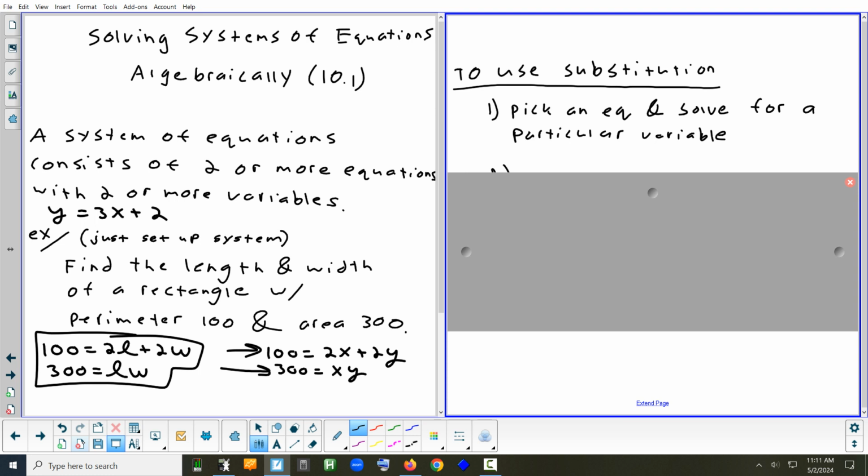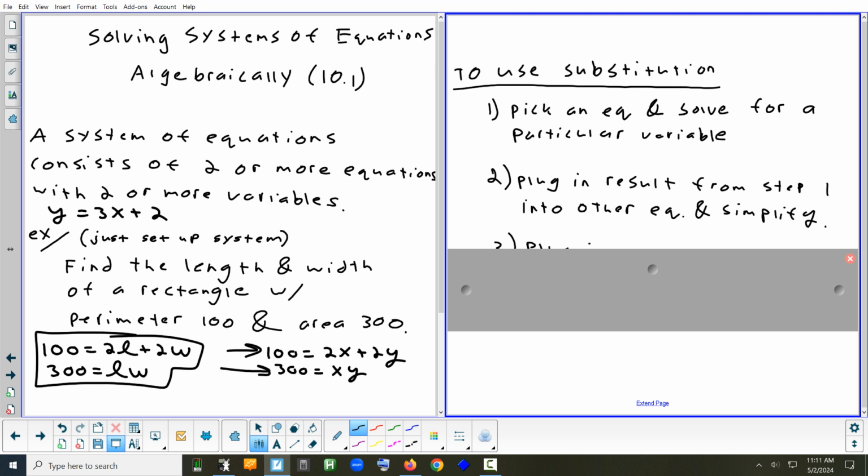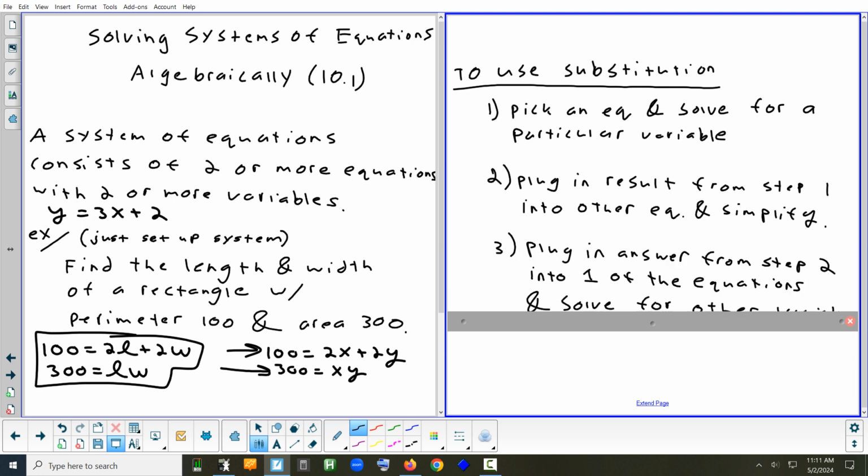Once you get a variable by itself, you're going to take that information and plug it back into the other equation. By the end of step two, you should know one of your answers. Which one you know depends on how you did step one. Then, once you have one of your answers, you're going to take that answer, plug it back in, and then you'll have your other answer.